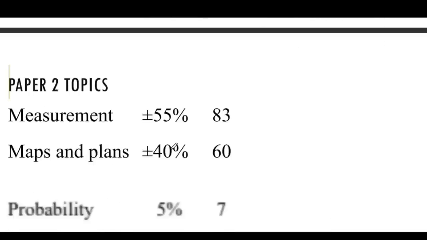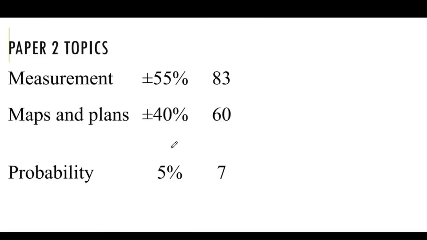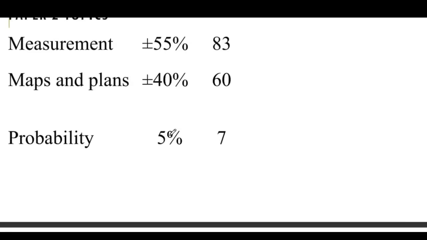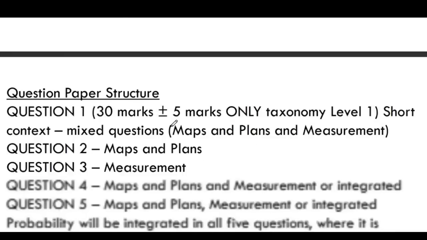Remember, the topics that we have in paper 2 are measurements, maps and plans. Maps and plans, don't forget maps and plans. We also include the scales and other representations. Probability cuts through. It's in both papers, paper 1 and paper 2. All right, let's go into that.